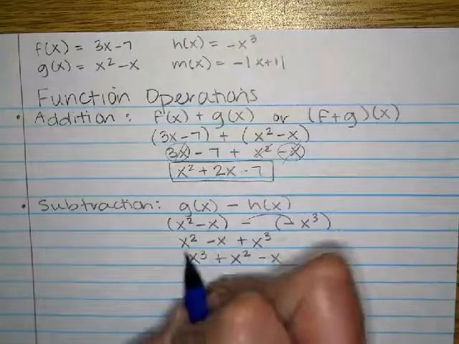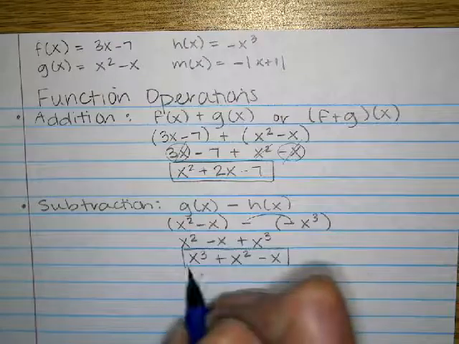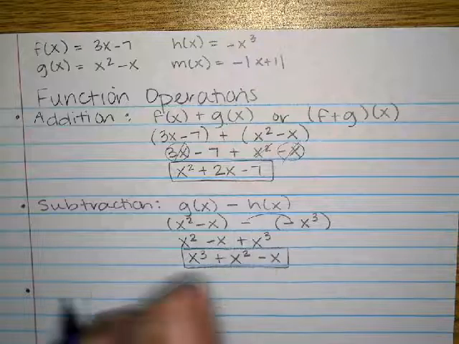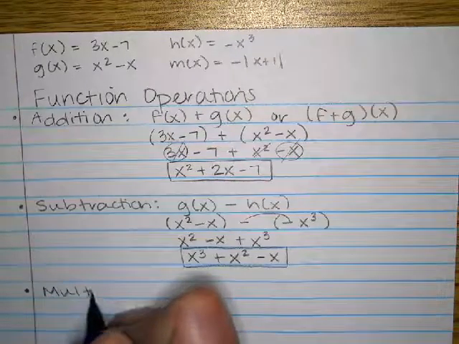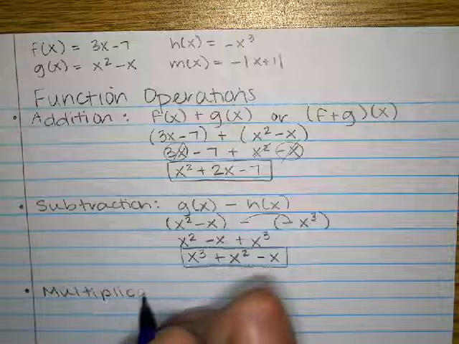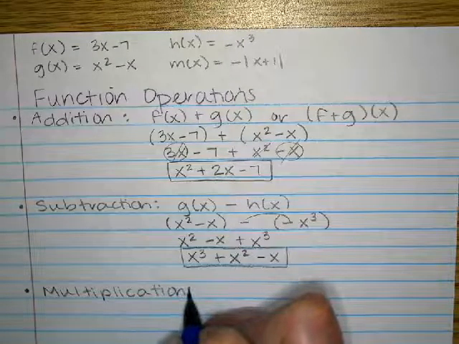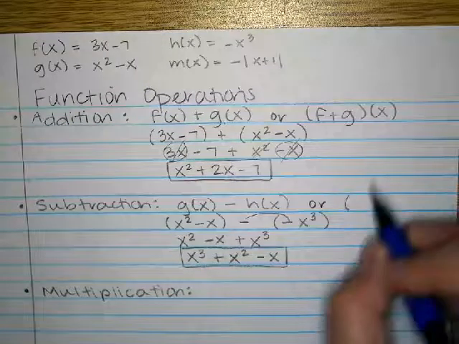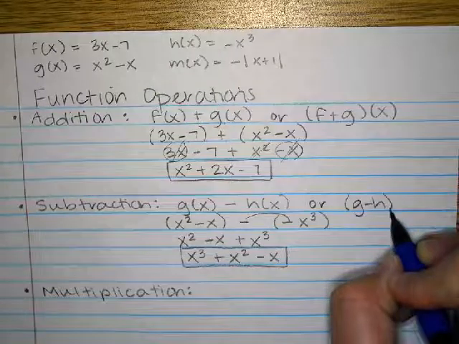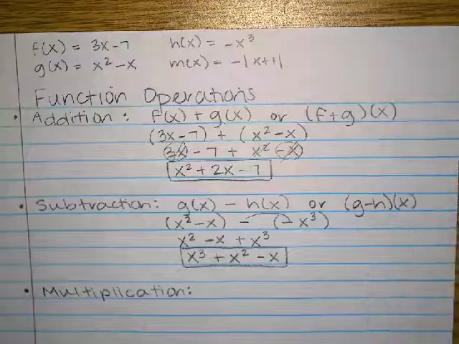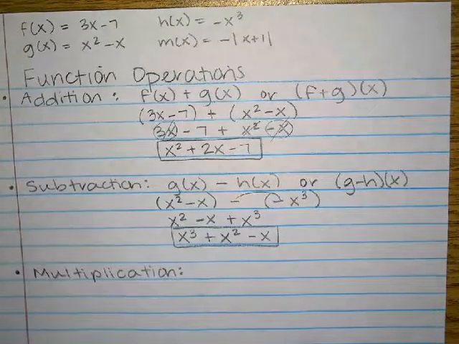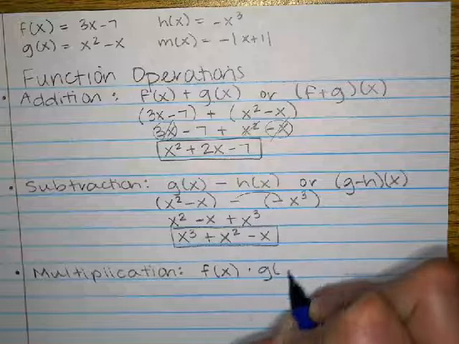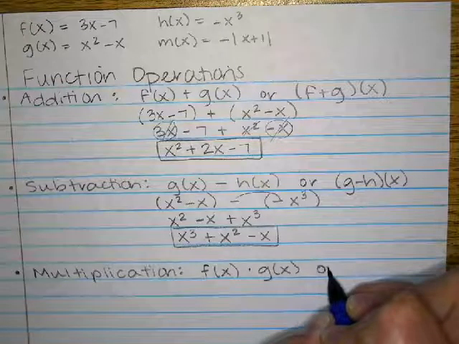All right, and then the next one we're going to look at is multiplication. Oh, I forgot to write the shorthand version. Let's write the shorthand version. The shorthand version would be g minus h of x. That's the shorthand version, okay? For multiplication, let's do f of x multiplied by g of x, or the shorthand version would be f times g of x. There's your shorthand.